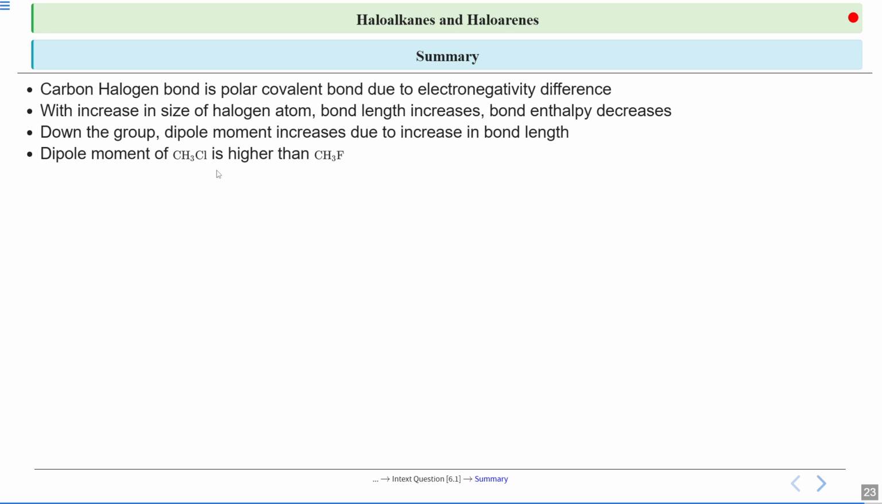The dipole moment of CH3Cl, that is chloromethane, is higher than fluoromethane, right? So the dipole moment of chloromethane is higher than that of fluoromethane. There is a specific reason for this: the chlorine carbon bond length is more than the fluorine carbon bond length, and this compensates for the slightly smaller charge separation in the chlorine carbon bond, due to which there is a slightly higher bond dipole moment in chloromethane than in fluoromethane.